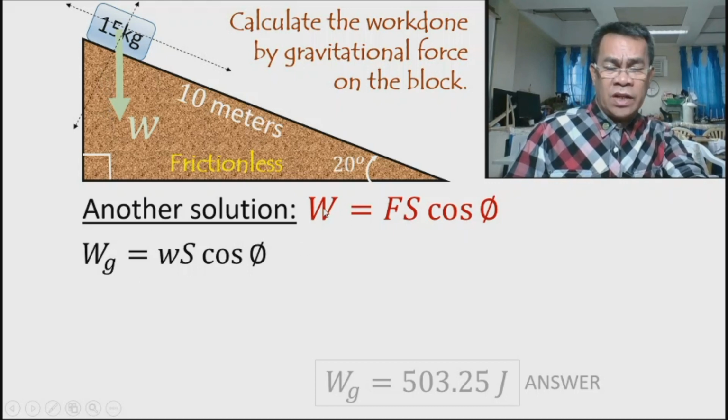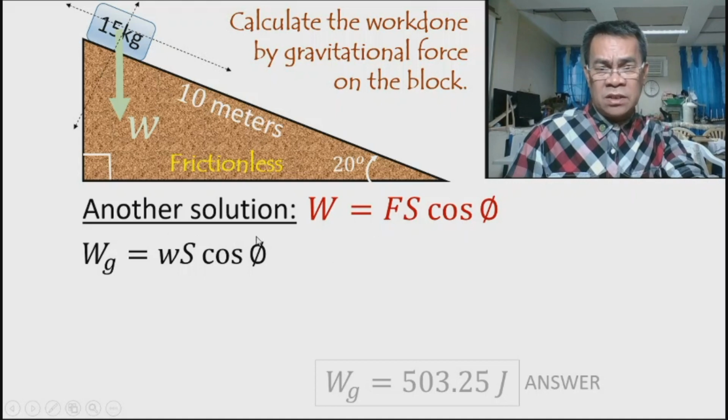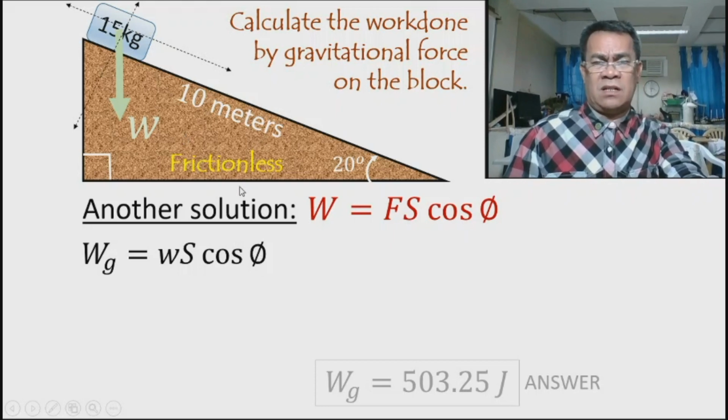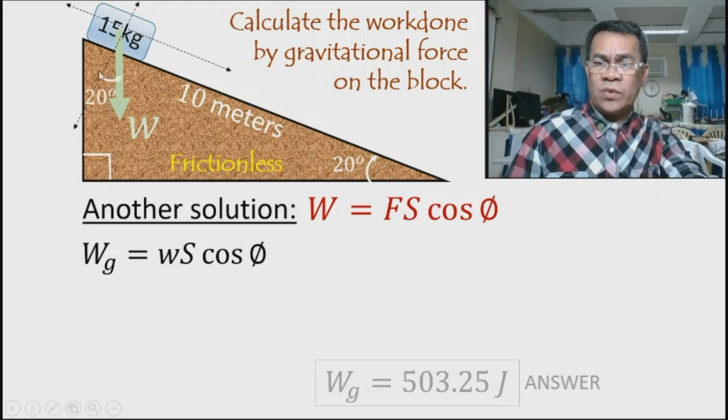Looking at this again, this is the formula for a constant force. We replace the force with weight, and the displacement is 10 meters. And this angle should be identified. What is P? Is it 20, or another value? Look at this one. Geometry says if this is 20, this is also 20. If this reduces from 20 to, let's say, 10, this becomes 10. If this is 0, this will be 0 also.